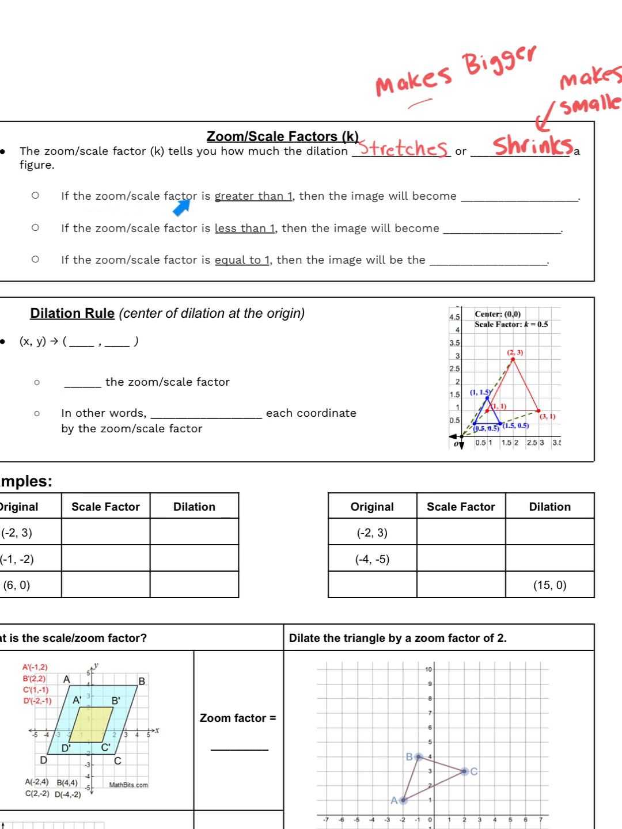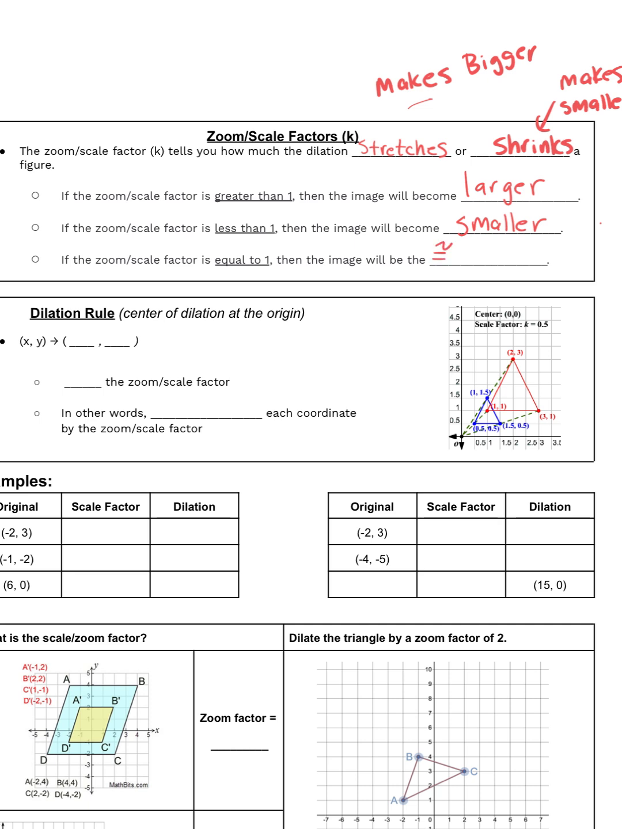Okay, if the zoom factor or the scale factor, they mean the same thing, is greater than 1, then the image will become larger. Makes sense. Greater than 1, larger. If the zoom factor or the scale factor is less than 1, then the image will become smaller. So if it's a fraction, like 1/2, it'll be half as small. If the zoom factor is equal to 1, then the image will be congruent. It will be exactly the same.